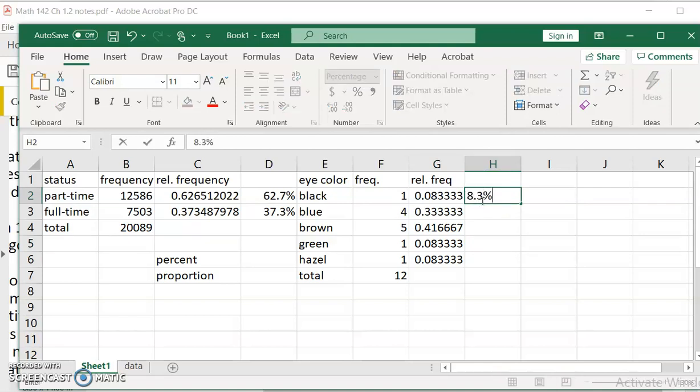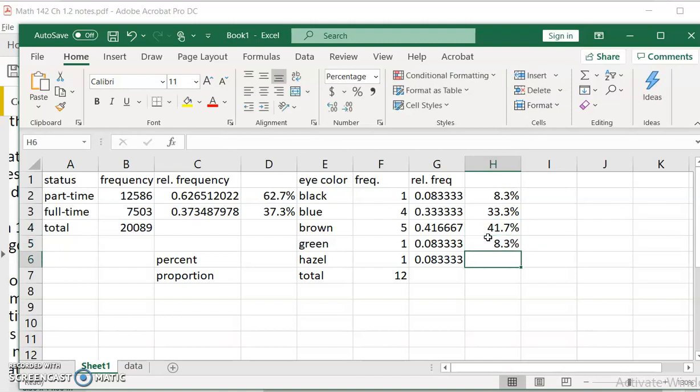8.3%. And this becomes 33.3%, right? Because we round two places, we move two places. So the next one would be 41.7%, and this would be 8.3%, and this is 8.3%.